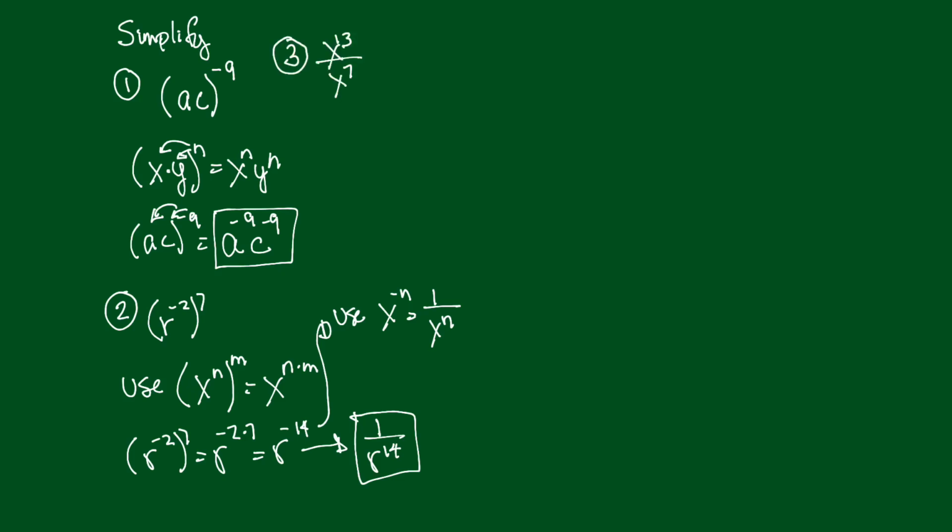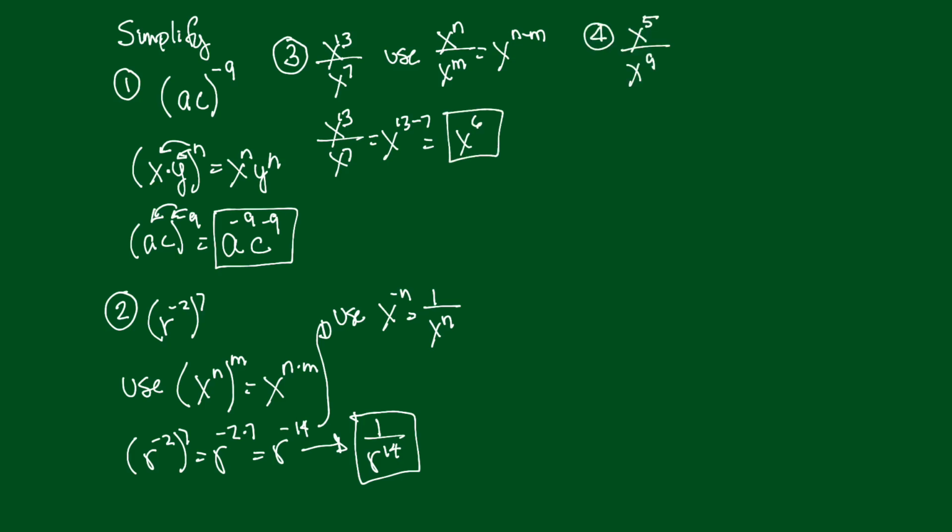In number 3, we've got a division. I've got x to the 13th divided by x to the 7th. Now, there's a rule here. The rule I'm going to use is this. If I have a division like x to the n over x to the m, I just write the base and take the top exponent, subtract the bottom exponent. So for us, we will have x to the 13 over x to the 7th is going to be, write the common base, x, take the top exponent minus the bottom exponent. This will give us x to the 6th.